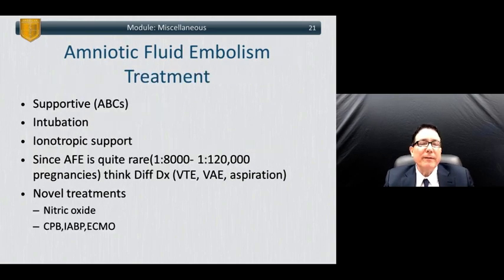Treatment is supportive, again, if there's cardiorespiratory collapse, intubation may be needed with inotropic support. This is not a very frequent situation, so obviously it's important to think of differential diagnosis with venous air embolisms, etc., and some more novel treatments of nitric oxide and even ECMO.